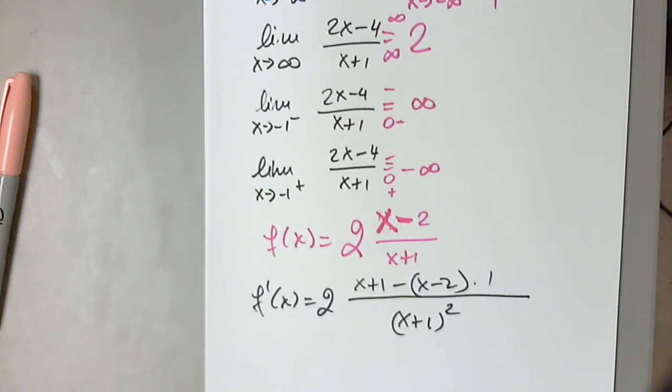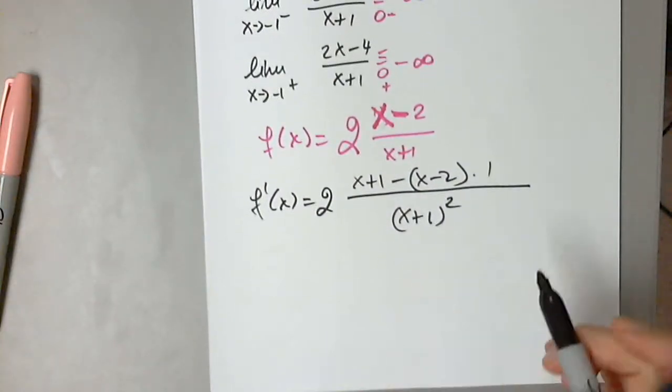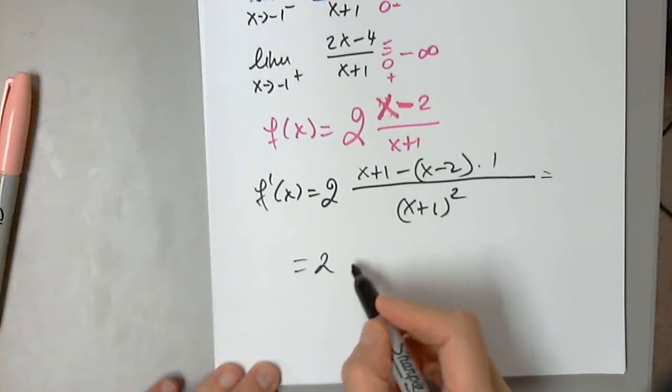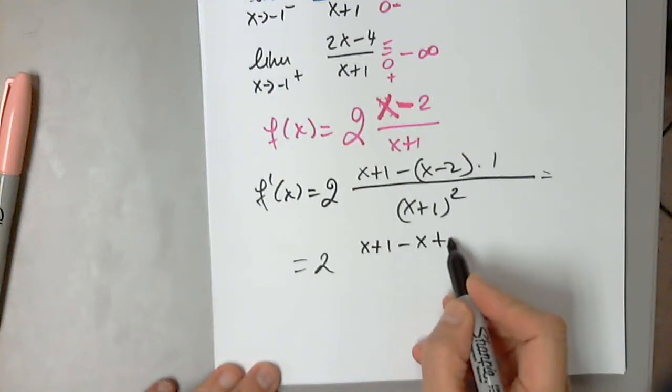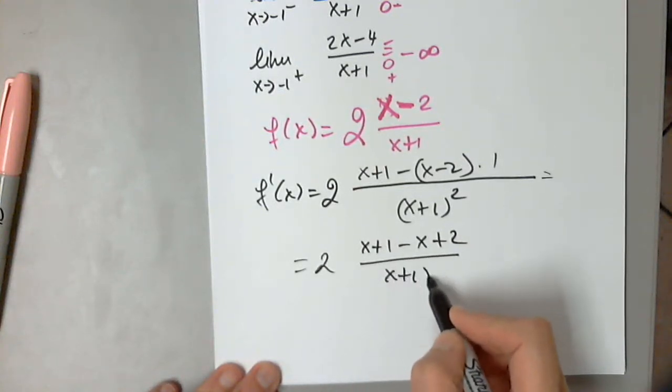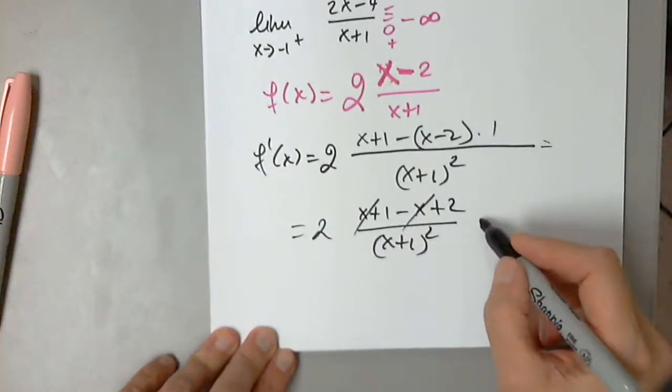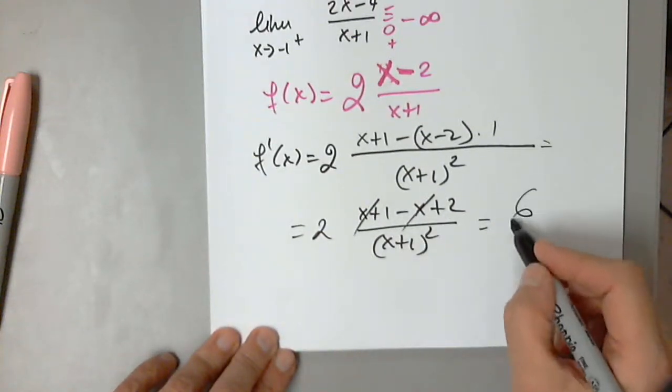So we have to combine like terms, etc. So we have 2, then x plus 1 minus x plus 2 divided by x plus 1 squared. These two luckily go away. The 3 times 2 is a 6.